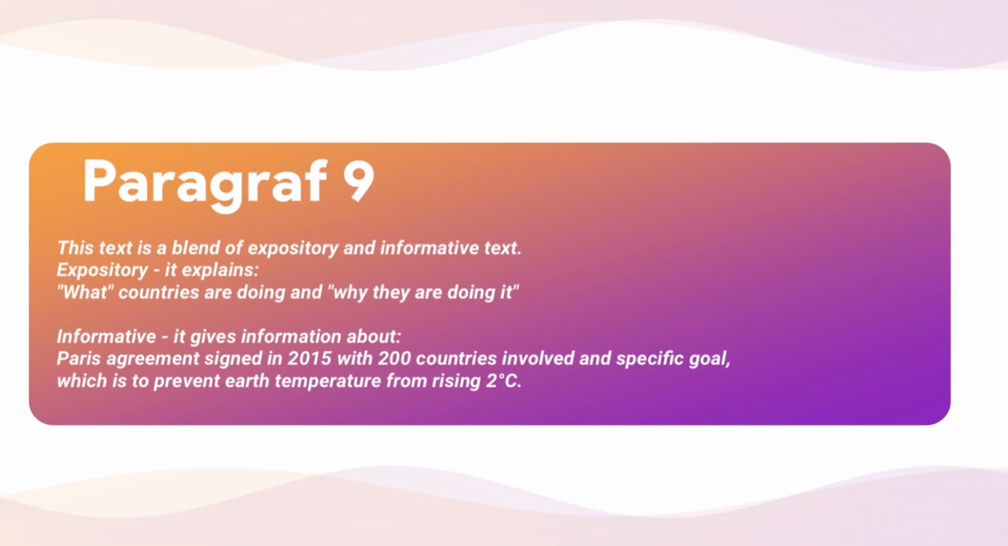This text is a blend of expository and informative text. Expository text, it explains what countries are doing and why they're doing it. Then informative, it gives information about the Paris Agreement signed in 2050 with 200 countries involved and gives a specific goal, which is to prevent Earth's temperature from rising 2 degrees Celsius.